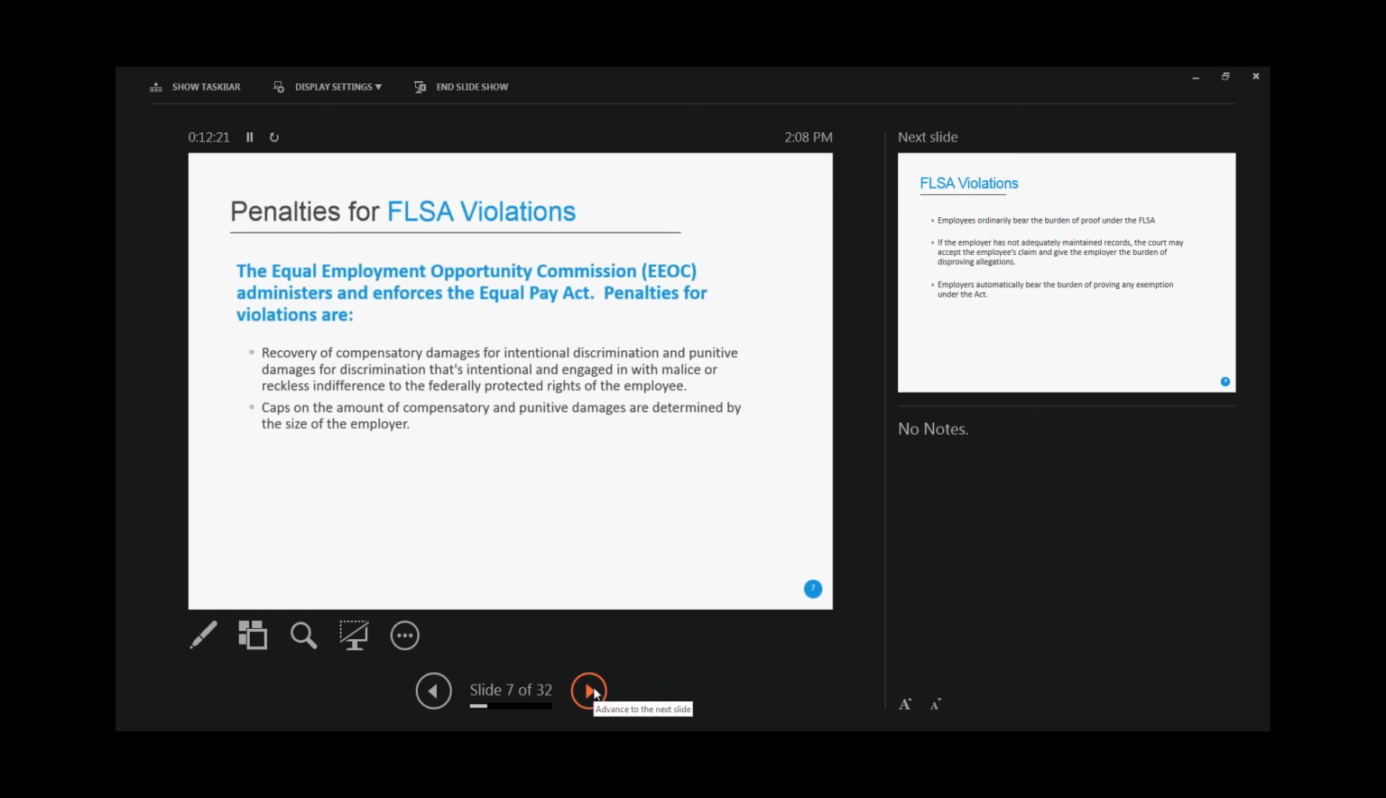So penalties for FLSA violations. The Equal Employment Opportunity Commission, or EEOC, administers the enforcement of the Equal Pay Act. Penalties for violations are recovery of compensatory damages for intentional discrimination and punitive damages for discrimination that's intentional and engaged in with malice or reckless indifference to the federally protected rights of the employee. There are, however, caps on the amount of compensatory and punitive damages, which are determined by the size of the employer.